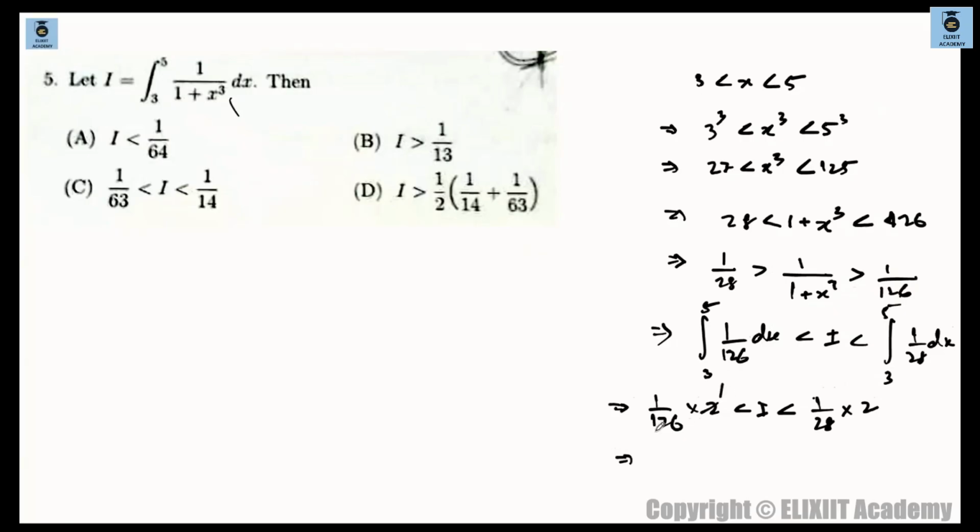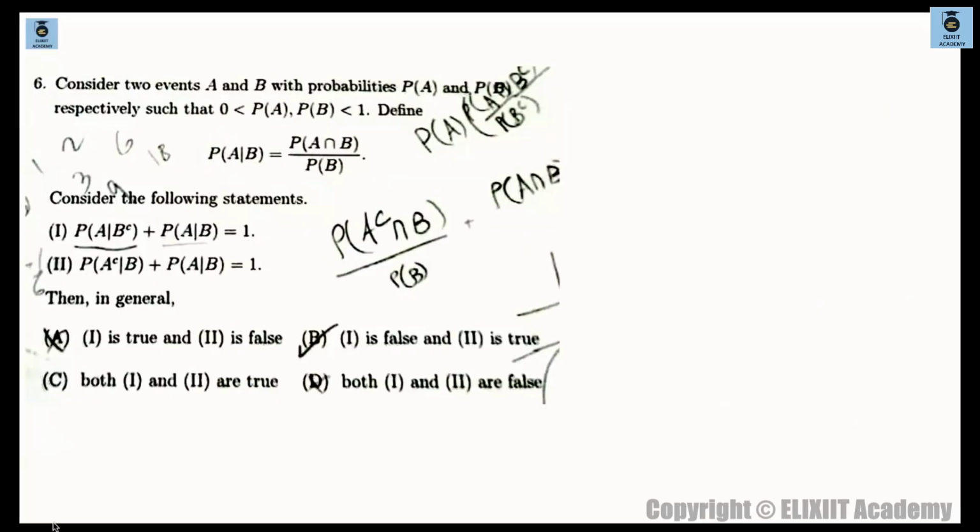So once you simplify this, this is basically 63 and this is 14 over here. So I lies in between 1 by 63 and 1 by 14. So option C must be correct. So next we have this question from probability.